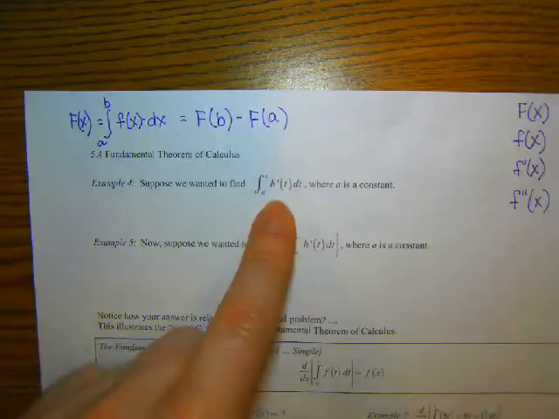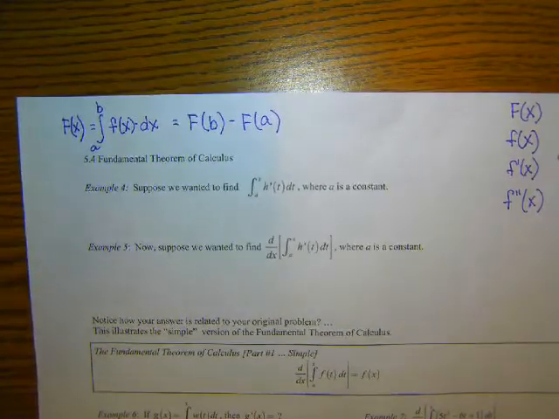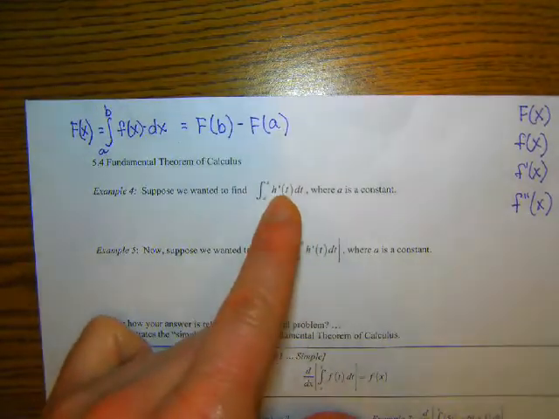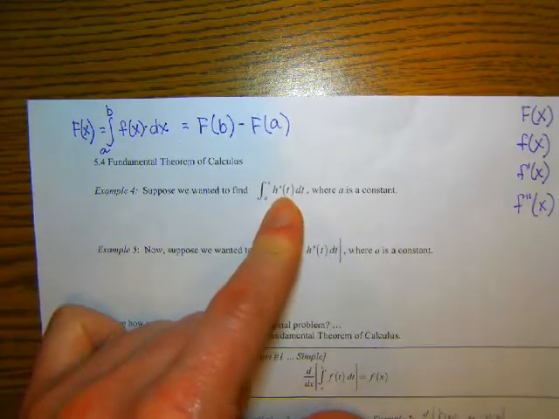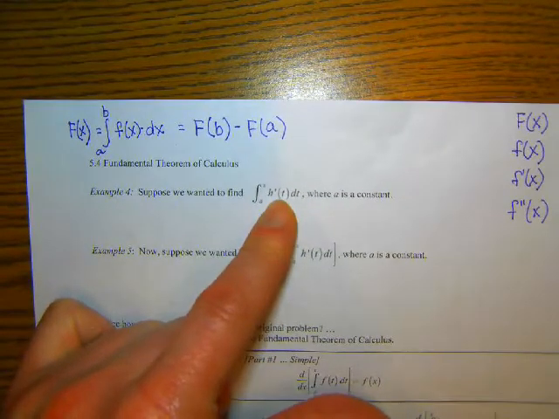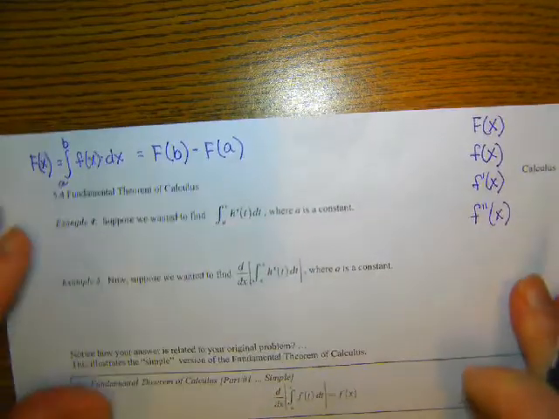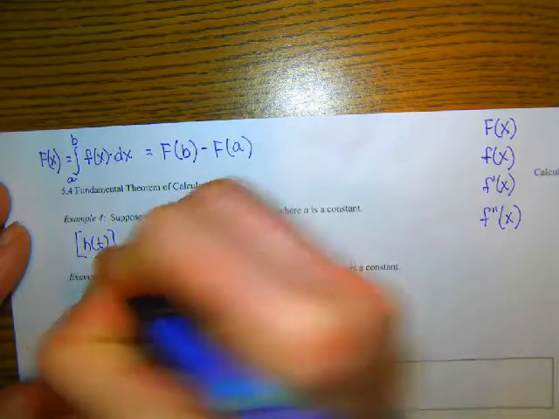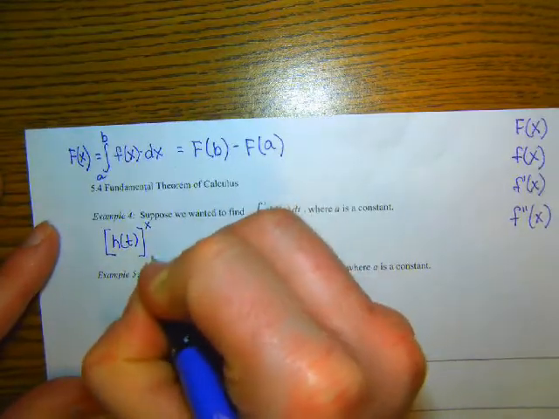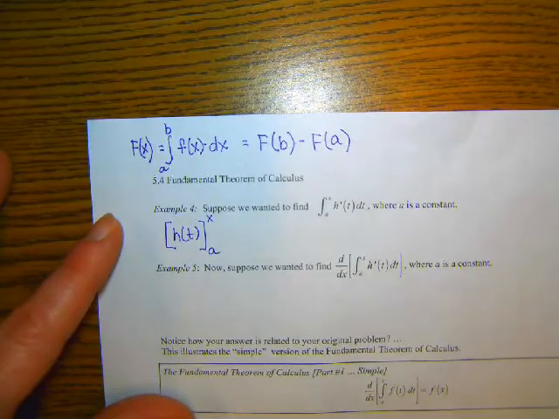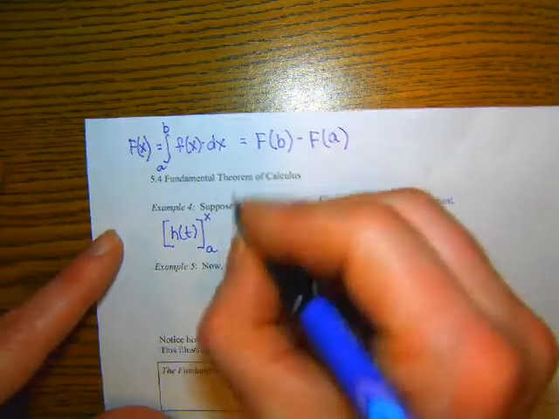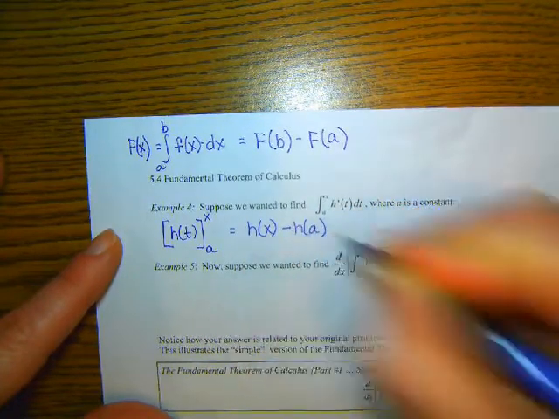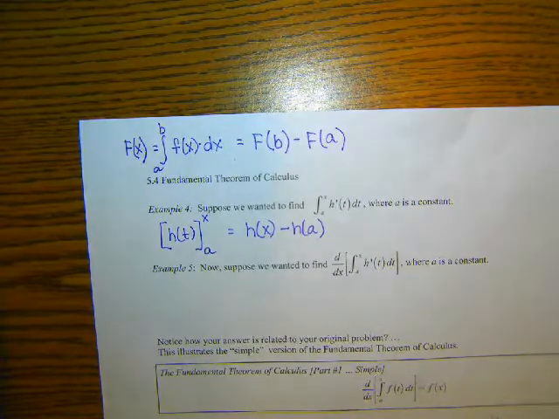Suppose we wanted to find this, and yesterday we kind of left off with that. If I gave you h prime of t, I'd first go back a function. So what's the antiderivative of h prime? H. So we would say that's h of t, and then we'd evaluate it for the endpoints. We call them x and a, where a is a constant, and what we would get is h of x minus h of a. Do you agree with that? Okay.